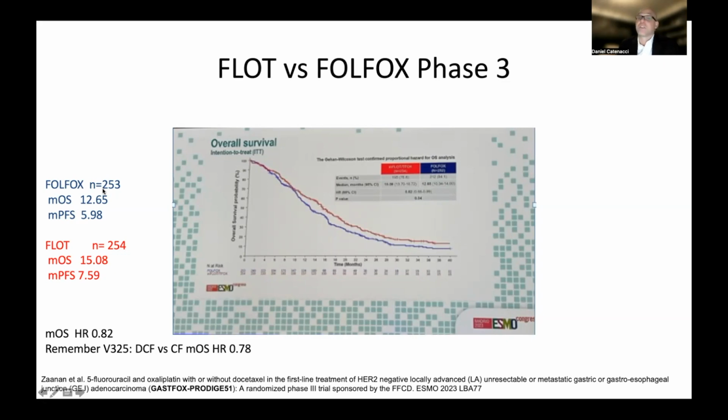And what we see is essentially the same result as what we saw with the V325 study, and that is that the FLOT regimen had a longer median overall survival and a longer progression-free survival with a hazard ratio of 0.82. And remember, that's a good number to be using to compare other studies looking at similar designs. For example, the hazard ratio of survival in the V325 study was very similar to this. So in my view, there's not much new learned from this study other than FLOT is a little bit better than FOLFOX in terms of clinical outcomes, to the same degree that DCF was better than cisplatin and 5-FU.